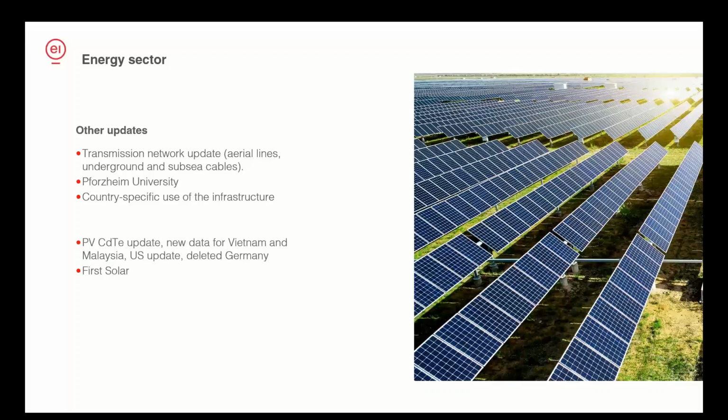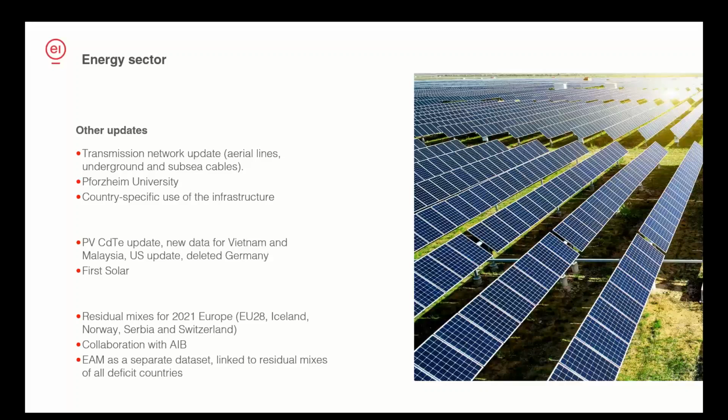The version 3.9 includes also updated datasets for photovoltaic laminate production, cadmium telluride. This is data provided by First Solar. So there are new geographies added to the database around this activity. In Vietnam and Malaysia, there's an update in the US region, and there is a phase out of the German activity as the production of this product has stopped in Germany.